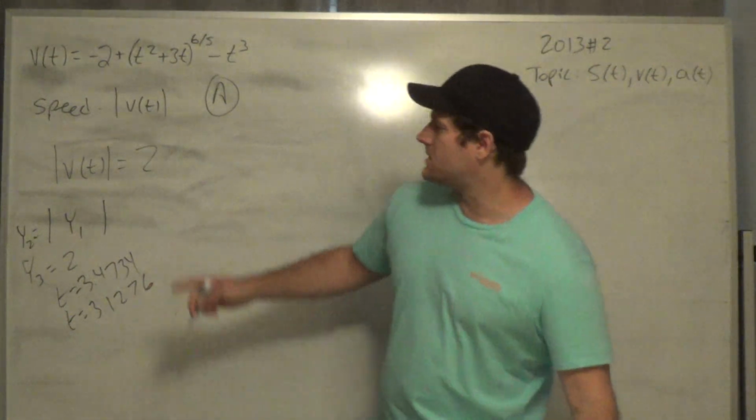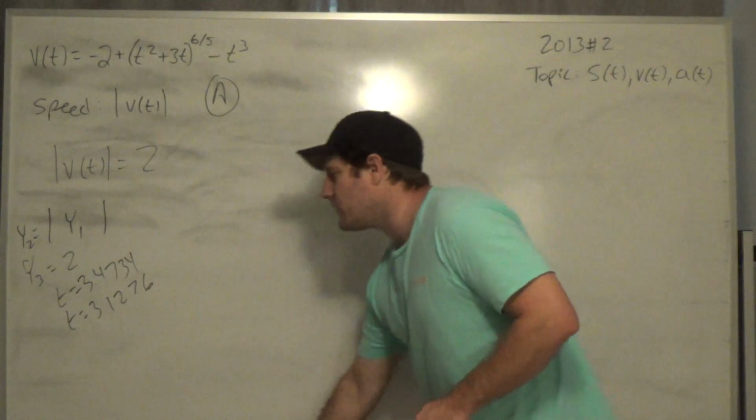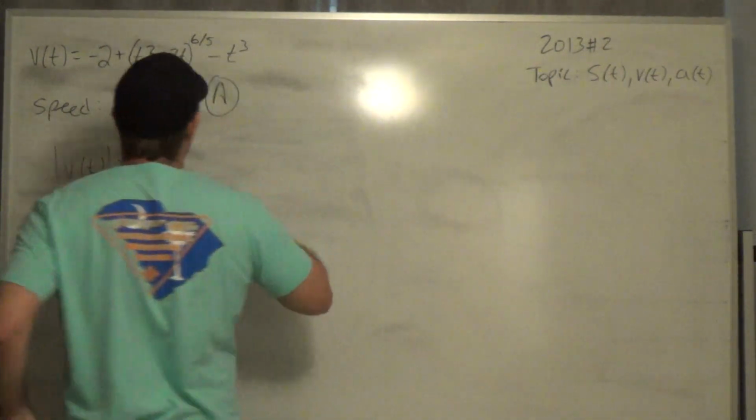All right, so speed is the absolute value of velocity. These are the times when its speed is equal to 2 on the given time interval. All right, let's go to part B.